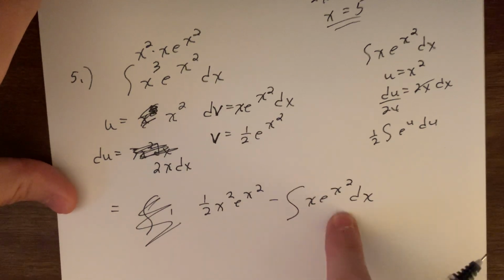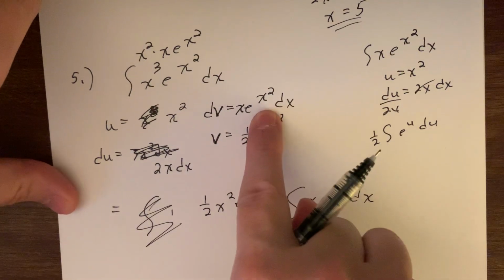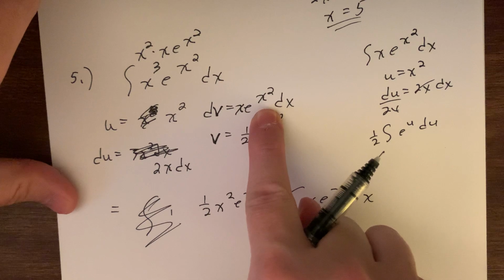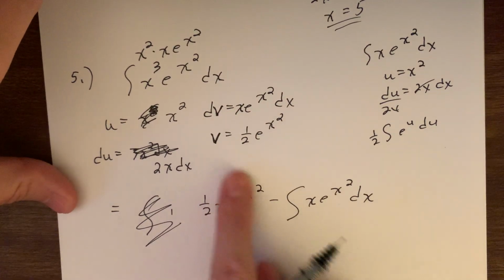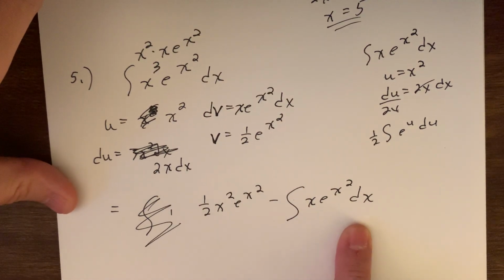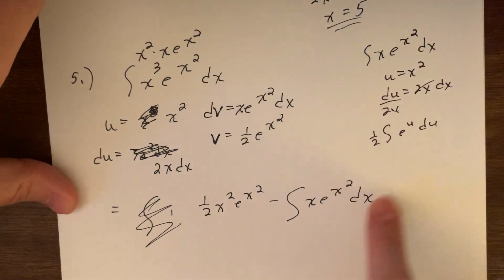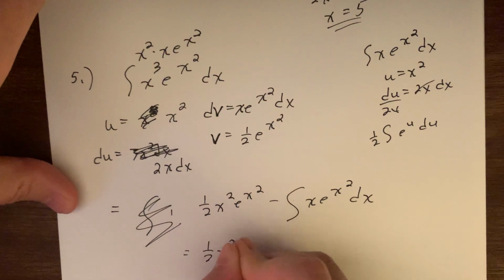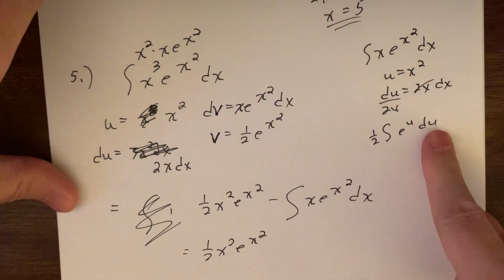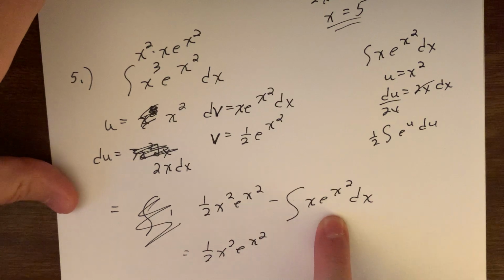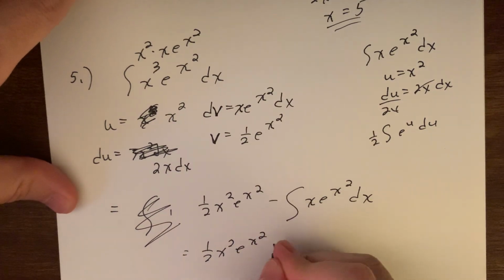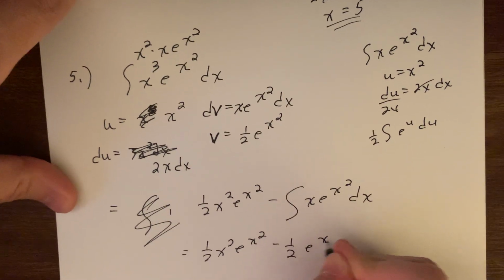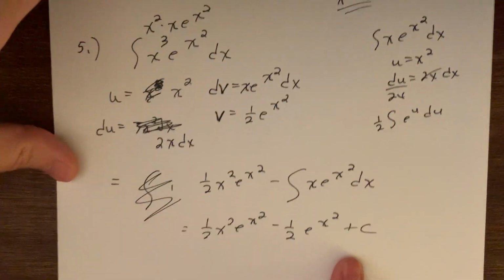You have a new integral that is identical to something that you already solved going from dv to v. So that still looks a little ugly, but again, if you did all the work to get here, you don't miss this. You already did this part. So our final answer here would be: the integral of this is this. So I get minus 1/2 e to the x squared plus c.